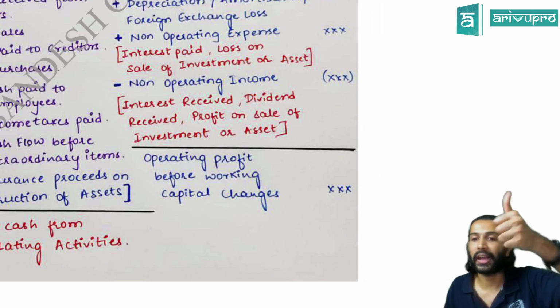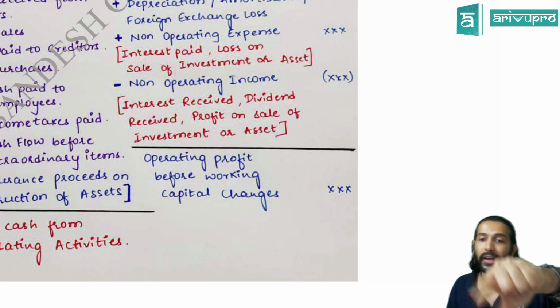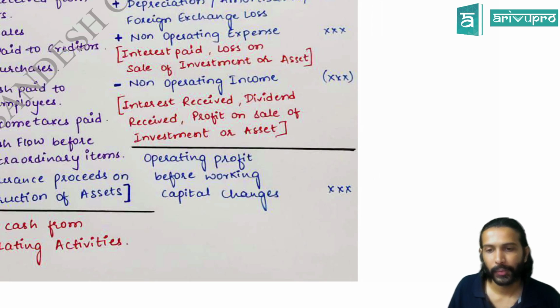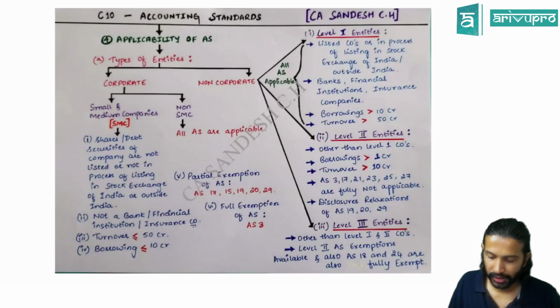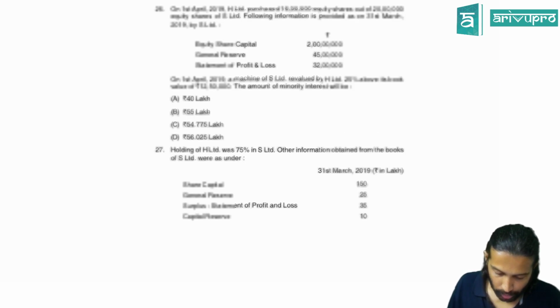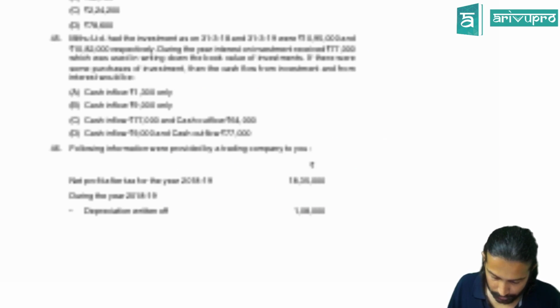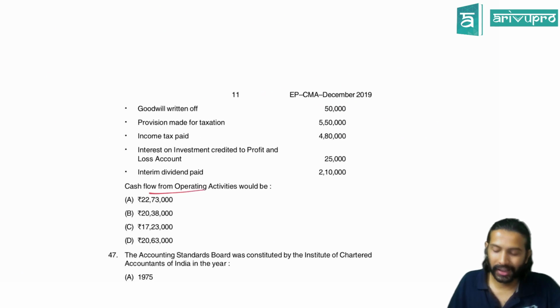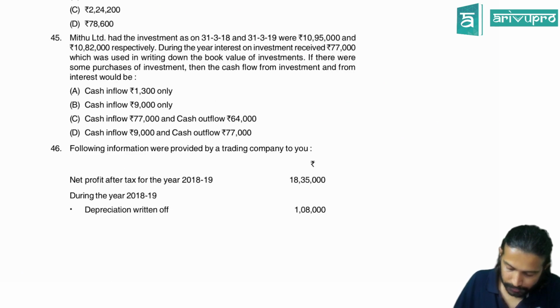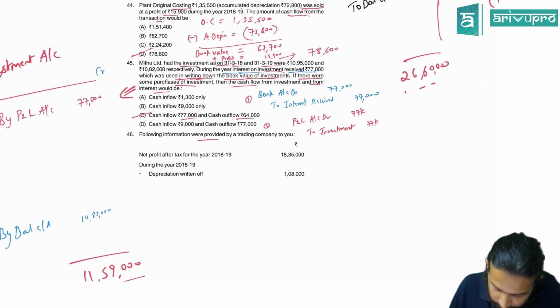After that, we have to consider working capital changes. Then we have to consider extraordinary items. Then we have to consider tax paid. Finally, you will get operating cash flow. I've told you the logic of each of these components, right? Why do we plus or minus all that? Okay, so now just coming back to this question. They are asking operating cash flow, but they've given profit information.